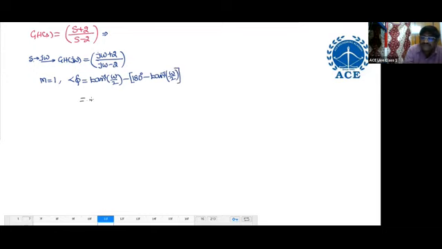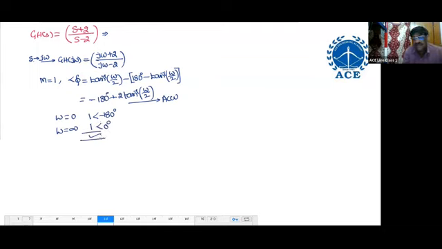That equals minus 180 plus 2 tan inverse of omega by 2. Direction: anti-clockwise. Omega 0: magnitude 1, phase minus 180. Omega infinity: magnitude 1, 0 degrees. This satisfies our condition.